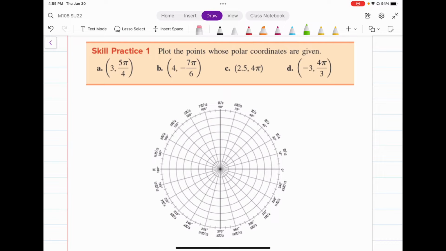For skill practice 1, we are going to plot the points whose polar coordinates are given. There is a polar coordinate system here. Each of these circles is going to be a measure of 1, so that's going to be a distance of 1, and then you can see the angle measures that we have here.